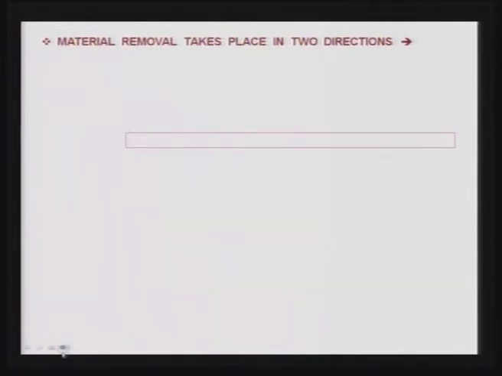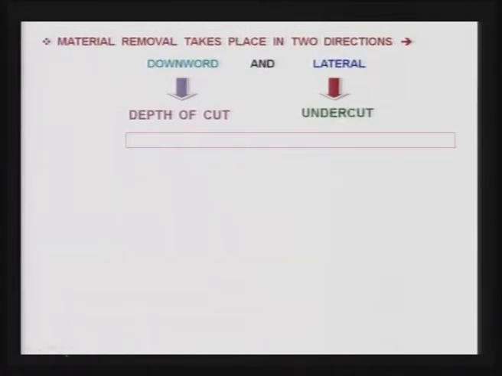Material removal takes place in two directions. One is the downward direction and another is the lateral direction. While our objective is to have the material removal rate only in the downward direction, not in the lateral direction, it is a part of the phenomena that is taking place, you cannot avoid it. So, the downward direction leads to what is known as depth of cut, and the lateral direction is known as undercut.